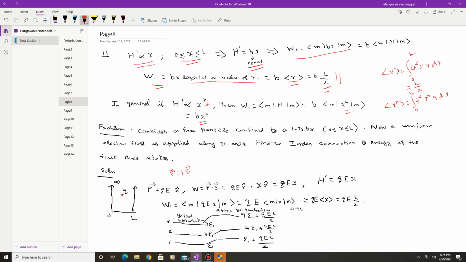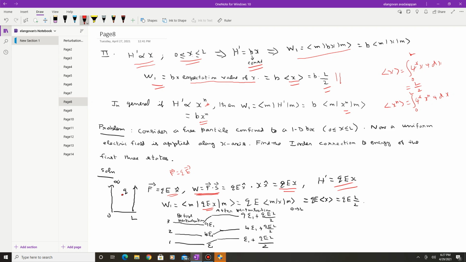The electric field is along the x direction, so you write the magnitude E and the unit vector x. So the force is qE x-hat, and work done is F dot S, so qE x-hat dot x times the unit vector x. So qEx is your H prime. Therefore W1 is equal to the expectation of H prime between state m and m. H prime is qEx here, and q is a constant that can be taken outside.